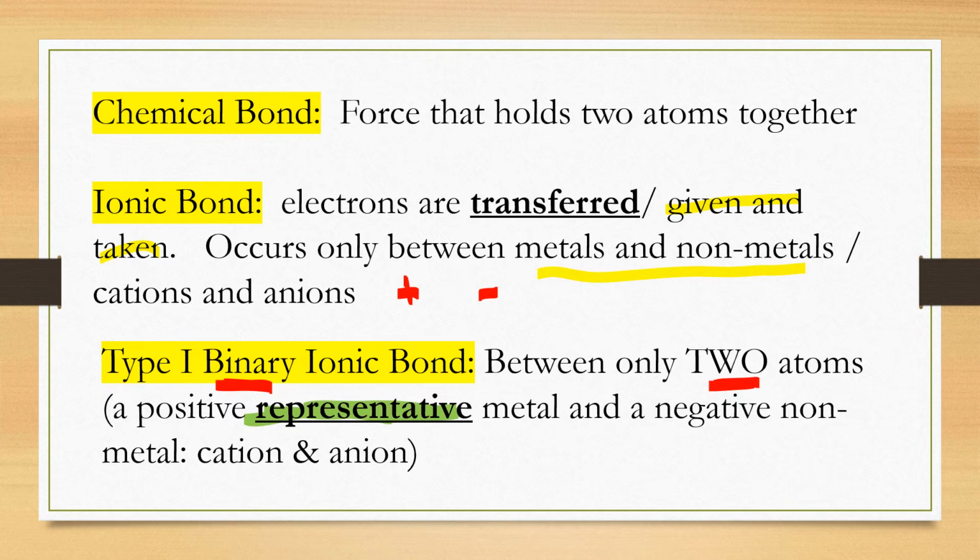A representative metal is a metal from the S block or the P block. There's a couple of those, like aluminum. That's where those come from on your periodic table. S block and P block are representative elements. So it's going to be a metal from one of those and a nonmetal from the P block. So it's a cation and an anion. Again, it's representative. We'll talk about a different type of binary ionic bond that involves a transition metal later.